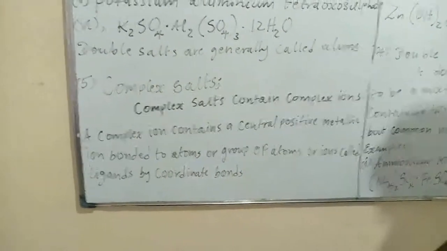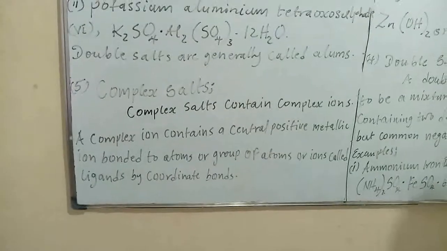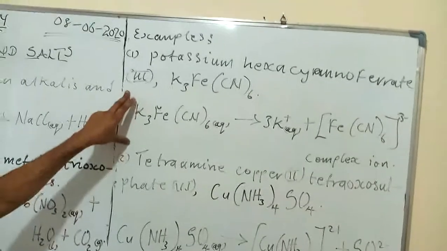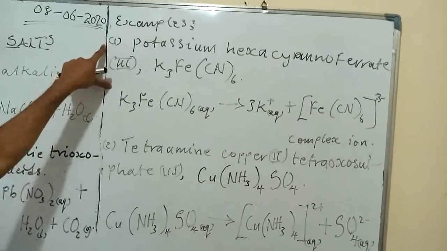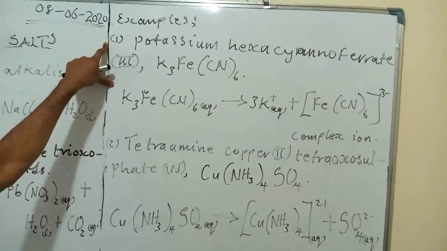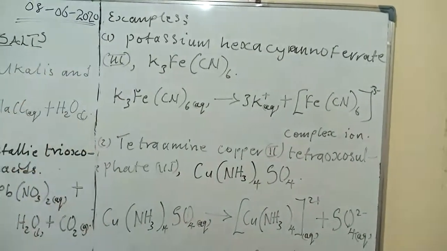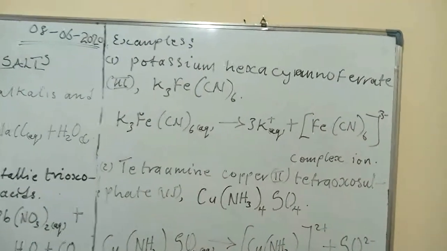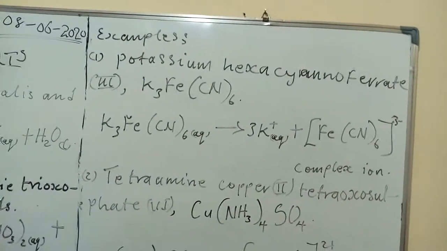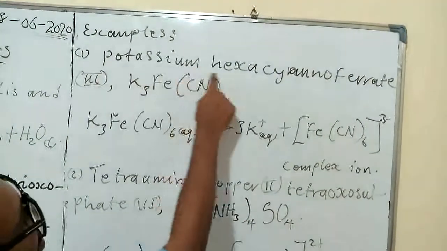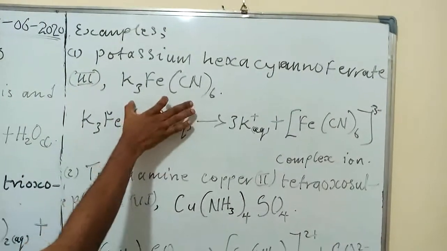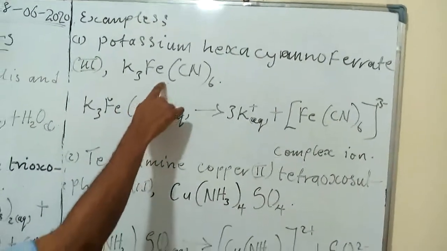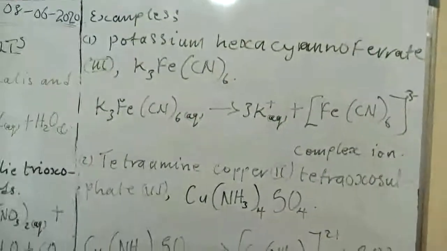Let's look at examples of complex salts. Other examples of complex salts have been highlighted on the board. If you look at the first example we discussed earlier, we said potassium hexacyanoferrate(III). Can you pronounce it with me? Potassium hexacyanoferrate(III). That's the formula: K3Fe(CN)6.